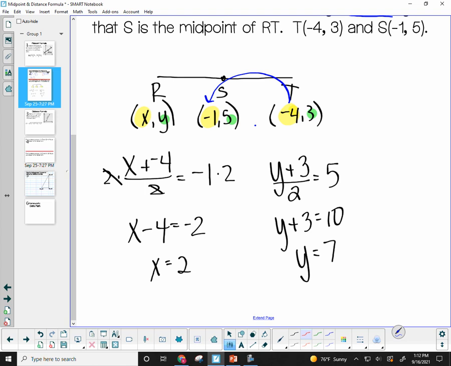An increase of how much? 3. It increased by 3. So if it's the exact middle, it's going to need to increase by 3 again. So what is -1 plus 3? 2.